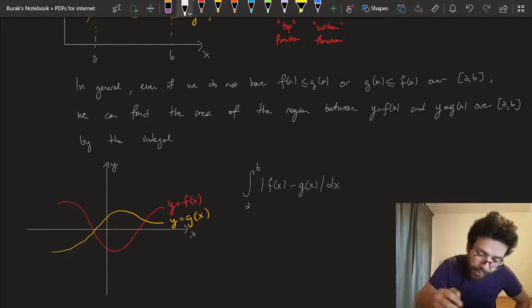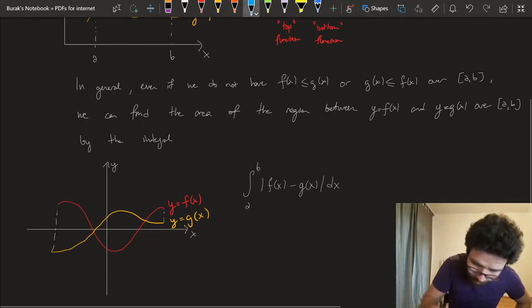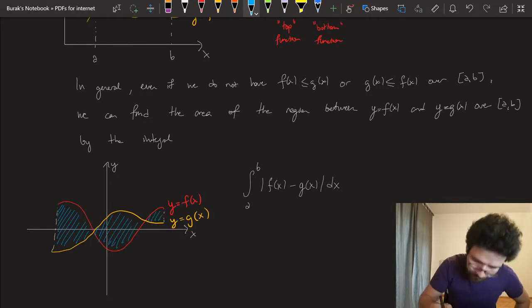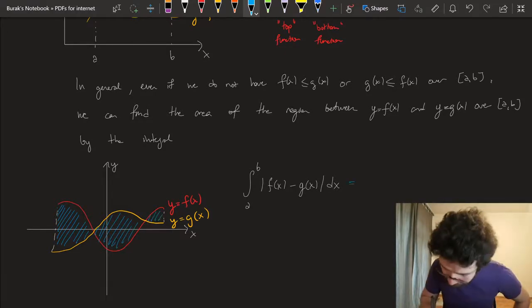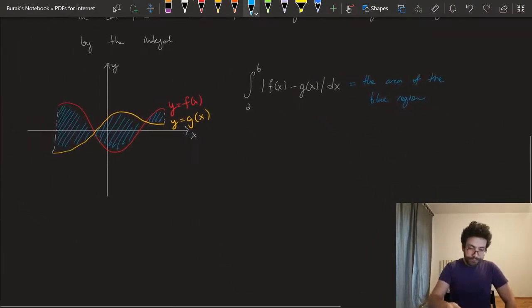So how do you compute the area of this region? Okay, the area of the blue region. Now, pretend that, okay, let's work this backwards. I claim that this definite integral gives me this area. Why? Let's look at this picture.